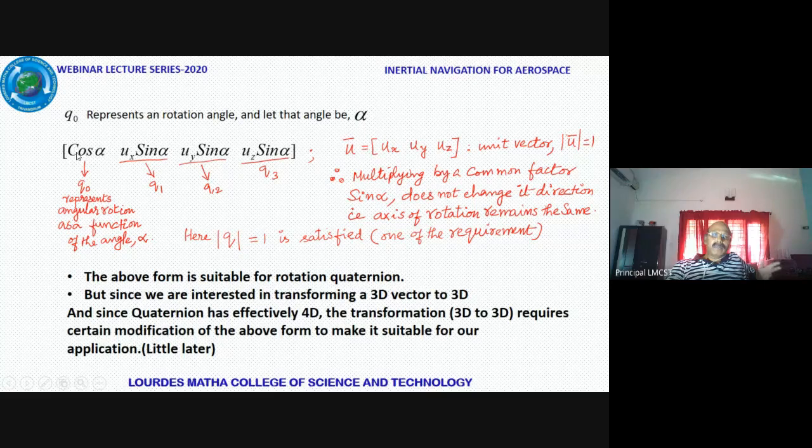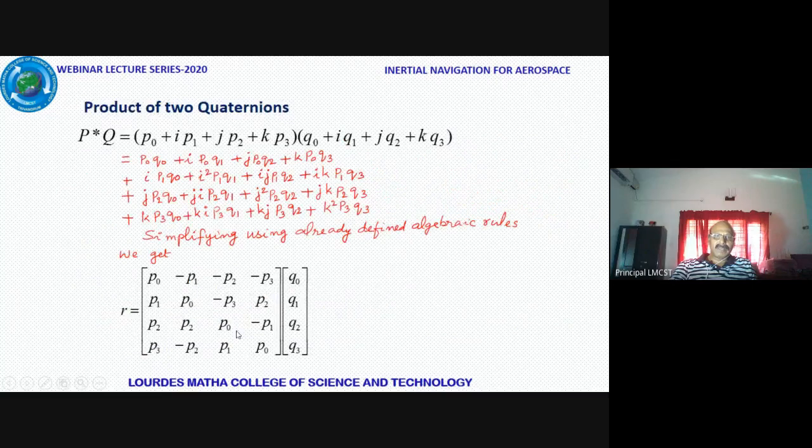And how do we interpret it? How do we get rid of it if we want to use this for representing and handling coordinate transformation? So in that sense, we have some additional restriction. That's what is written here. Since we are interested in transforming a 3D vector to 3D, and since a quaternion is effectively 4D, the transformation from 3D to 3D requires a certain modification of this. This form is okay, but it requires a slight modification, which we will discuss just afterwards.